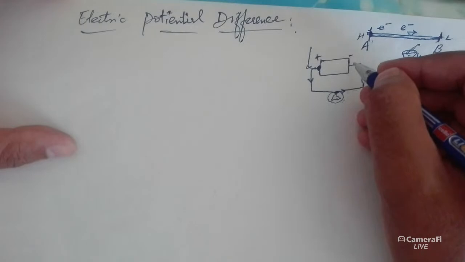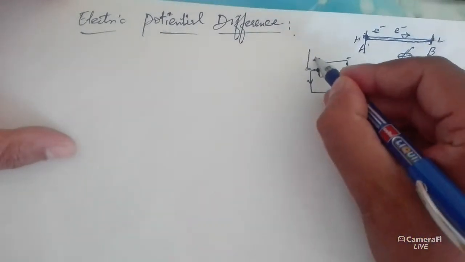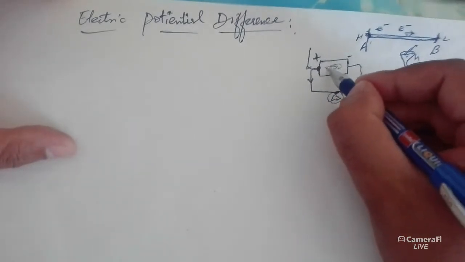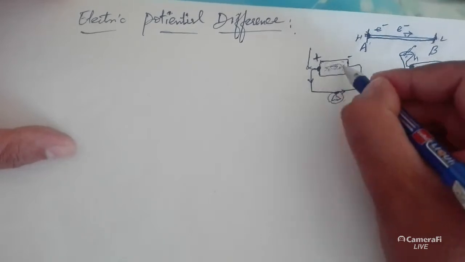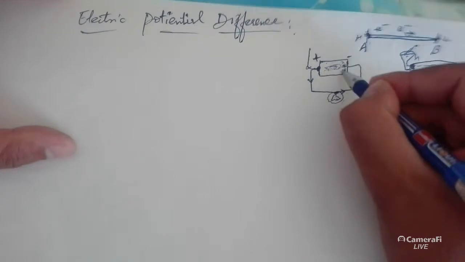Okay, so what actually makes it possible? There is some chemical change. Because of that chemical change, what happens inside the cell makes more charge present at this terminal. We have more electrons here.